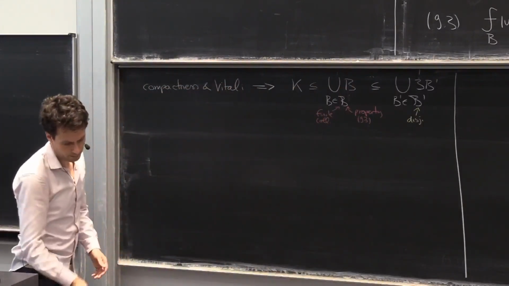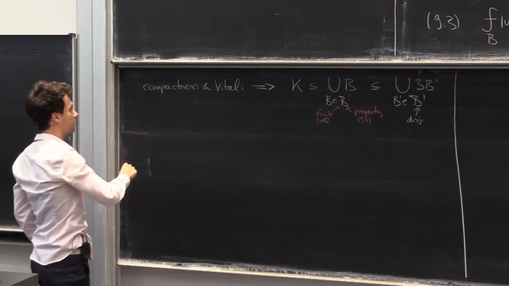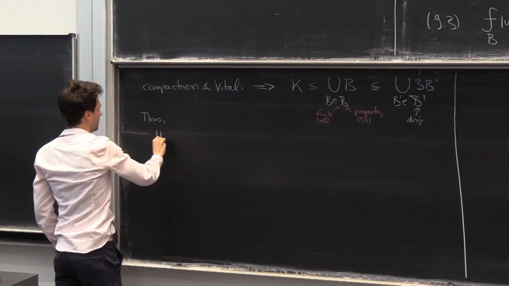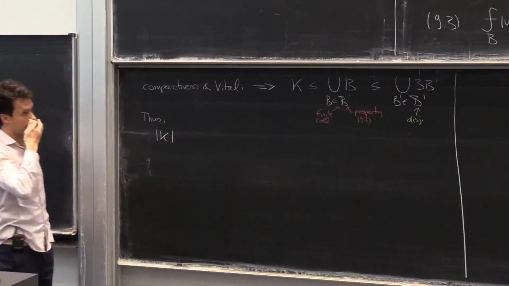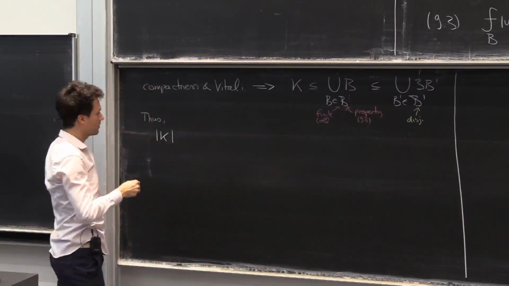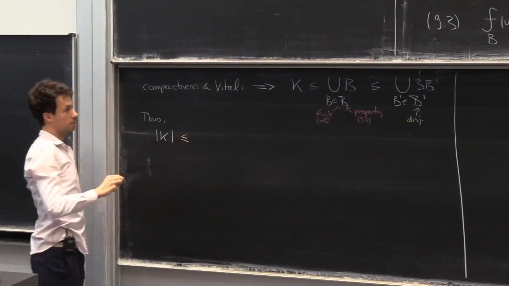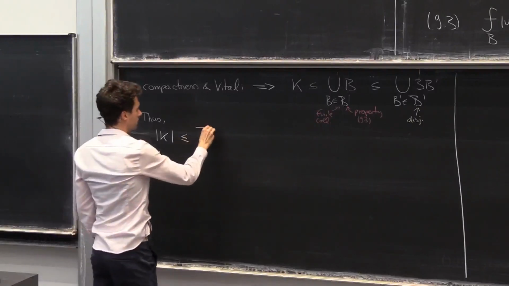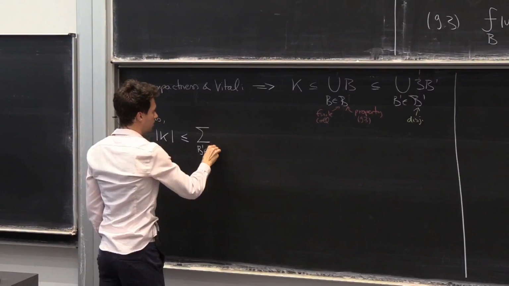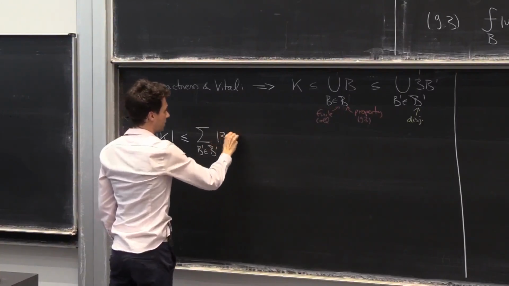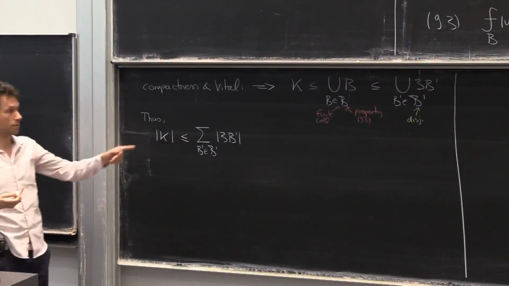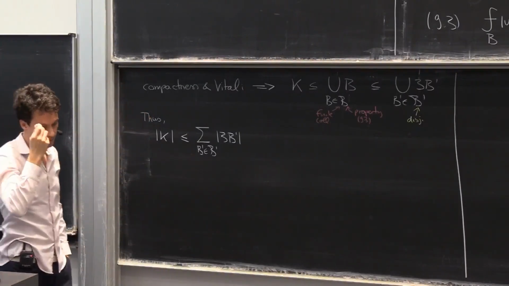And now you're going to see why I need that Vitali covering part in the argument. So, I want to estimate the measure of K. Well, K is contained in a union of balls. So I can bound the measure of K by the sum over B prime in B prime, and I use the balls 3B prime. It's just what follows from the covering property.